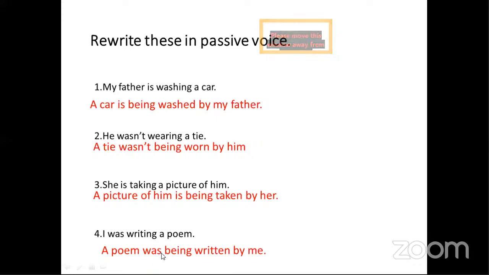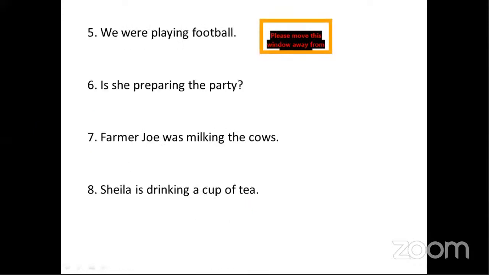A poem was, then you have to get being. Was being. What's the past participle verb of write? It should be written. A poem was being written by me. Some more sentences are there. You can just try them. Quickly try them.